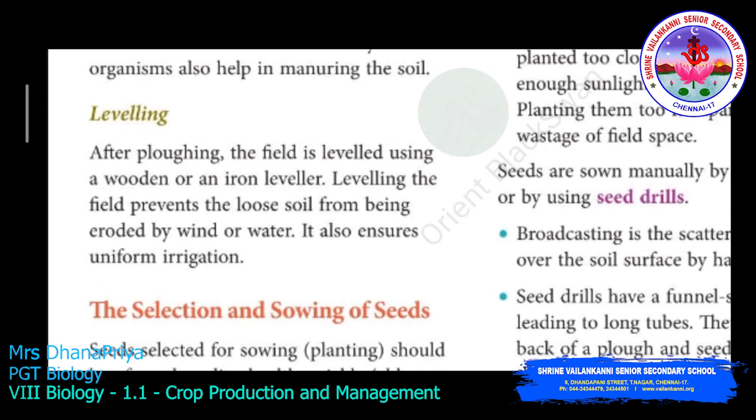The next step after ploughing is leveling. Leveling is flattening of the soil after puddling. Leveling is done with a leveler. So after ploughing, what happens? The field is leveled using a wooden or an iron leveler.